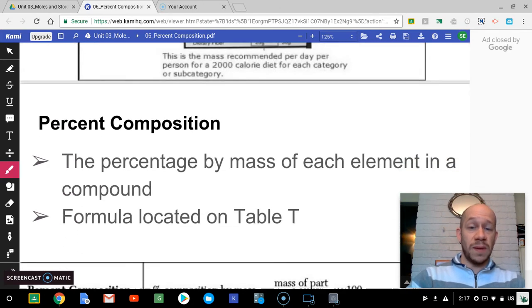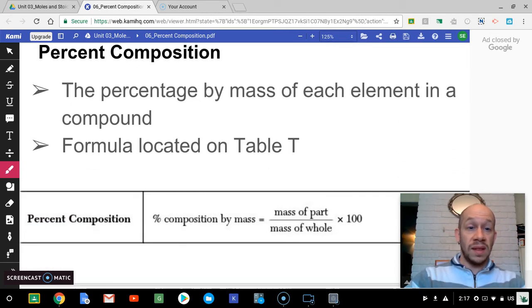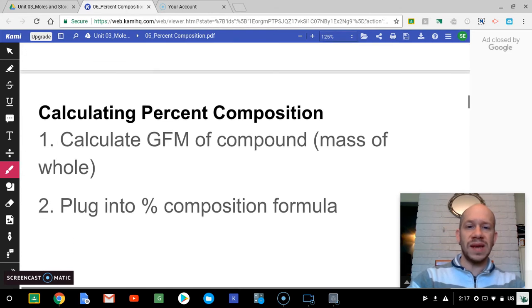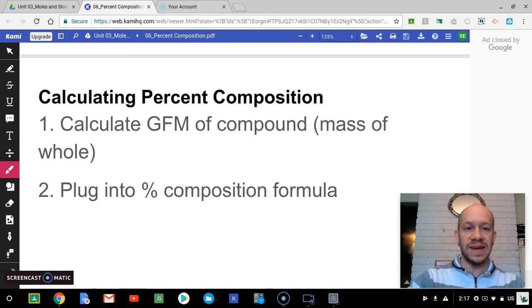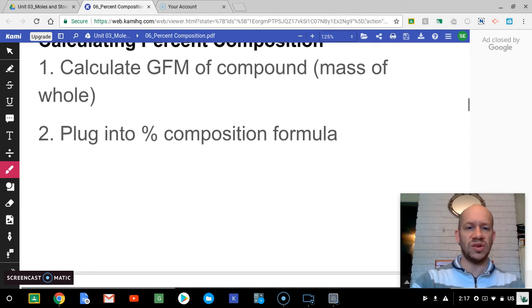The percent composition is the percentage by mass of each element in a compound. We are going to use the formula located on Table T on your reference tables, which says the percent composition by mass is equal to the mass of the part we're looking for, divided by the mass of the whole, times 100. To calculate the percent composition, we take two steps. One, calculate the GFM of the entire compound. By nature, that will get us the mass of the part. So the whole is the GFM, and the part will be part of that calculation. Then we plug that into our percent composition formula.